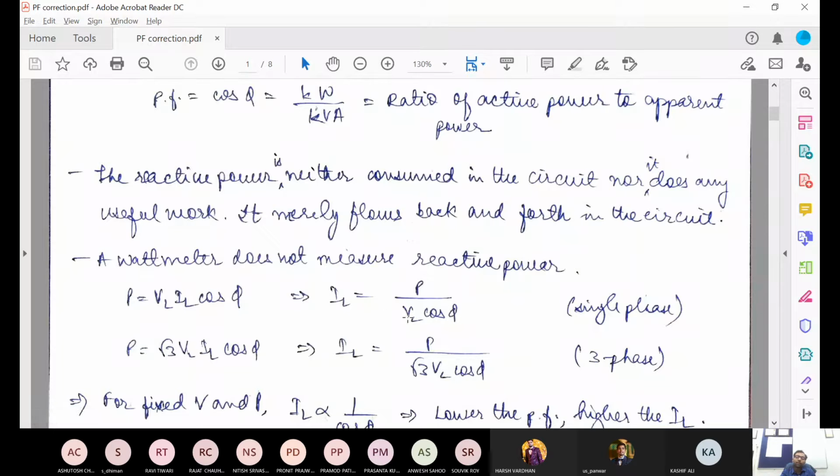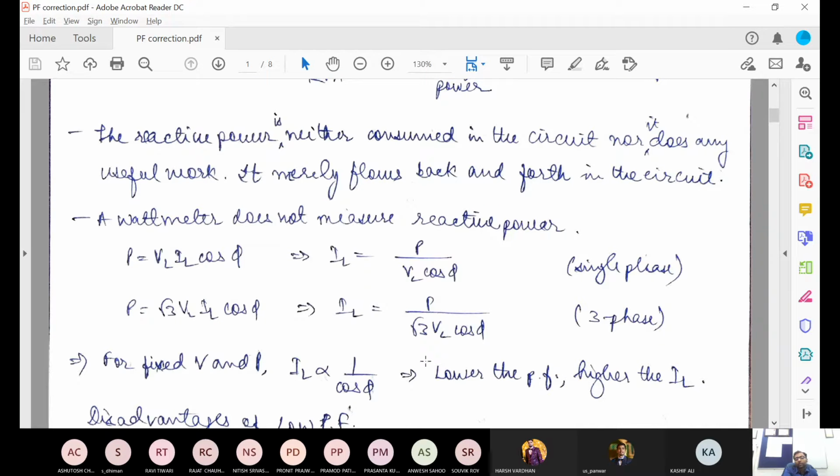Now if you do a simple transposition, we can see that your line current in a single phase circuit is P by VL cos phi, whereas in a three-phase circuit it is P by √3 VL cos phi. And now if you fix the voltage and the power level, let's say the voltage is fixed for a given circuit, whether at transmission or distribution level, and the power requirement is also fixed, we have decided this many users are there and this is their real power requirement. So with P and VL fixed, you can see that your line current is inversely proportional to your cos phi, or the power factor.